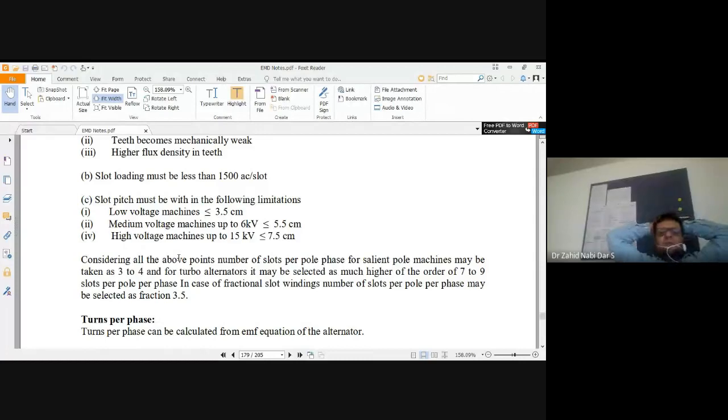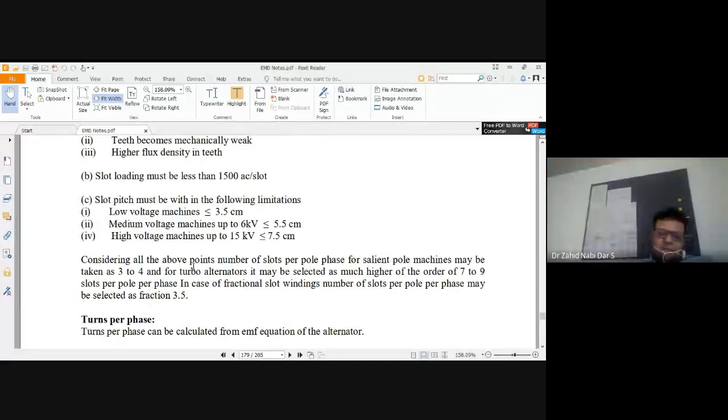Now, considering all the points for salient pole machines: a salient pole machine rotates at low speed, has a higher number of poles, and works as a hydro generator. A turbo generator operates at high speed, has fewer poles, and a smaller diameter. For these turbo alternators we have non-salient cylindrical poles. In this case, you take 7 to 9 slots per pole per phase.